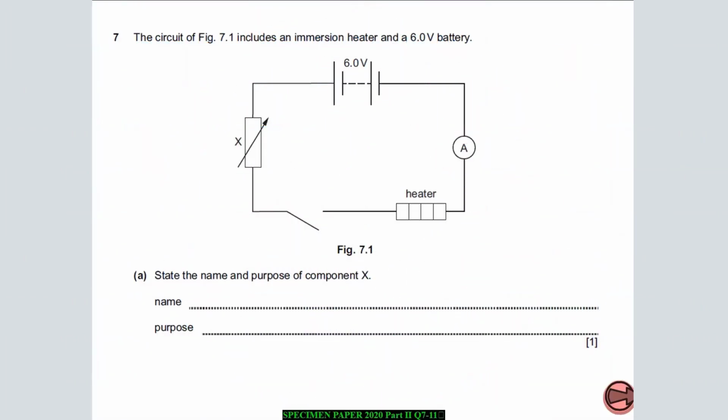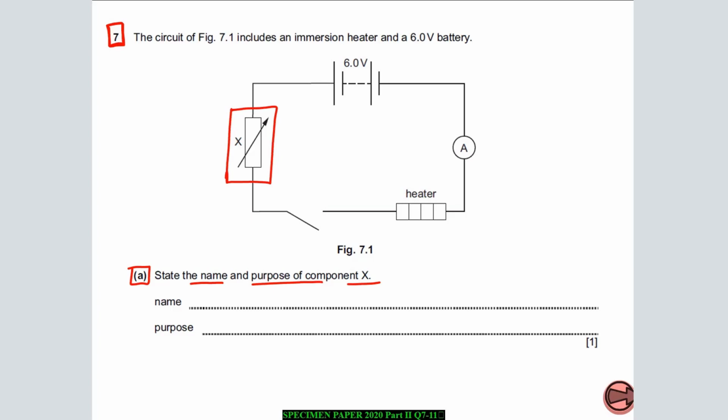Here is our first question, question number 7. Let's try to answer this question now. As you can see here, first of all, part A is simply asking us to state the name and purpose of component X. Component X is here. This is a very common type of resistor. This is called a variable resistor, and its purpose is to change the resistance. We can change the resistance of this resistor.